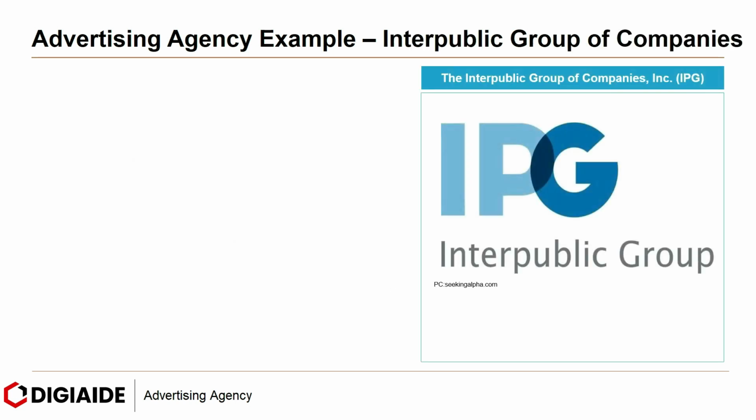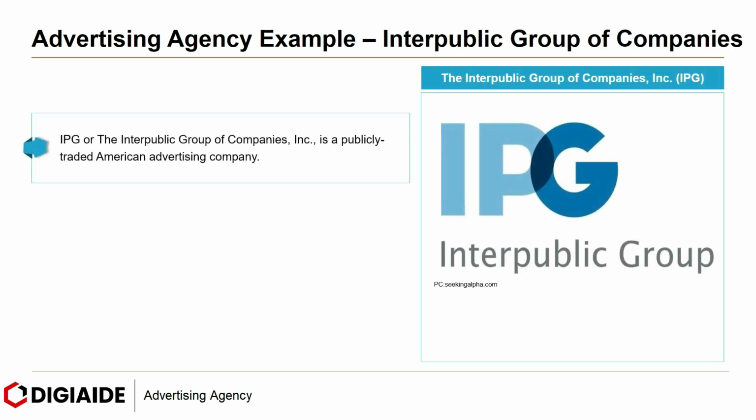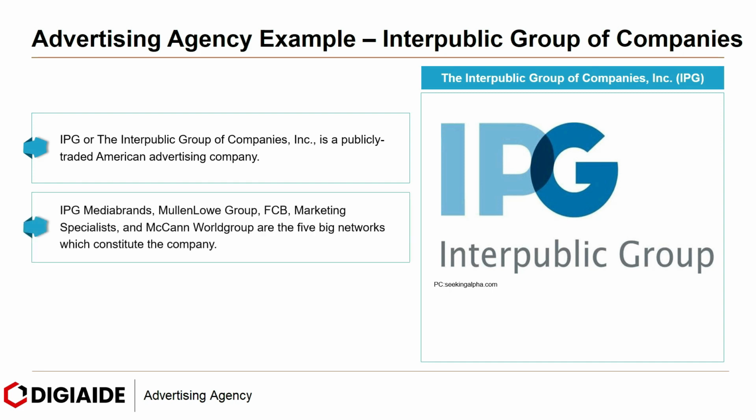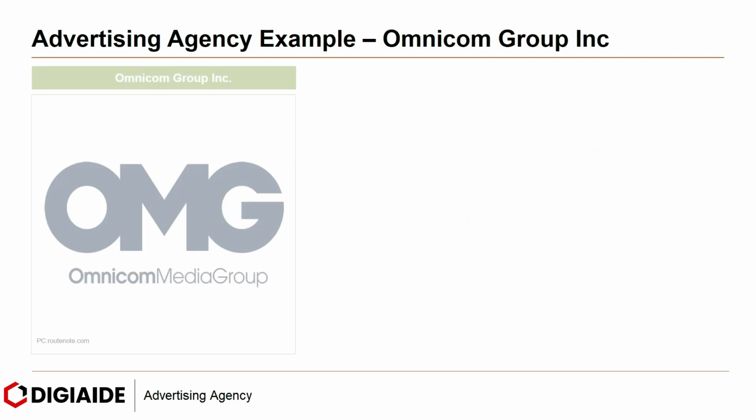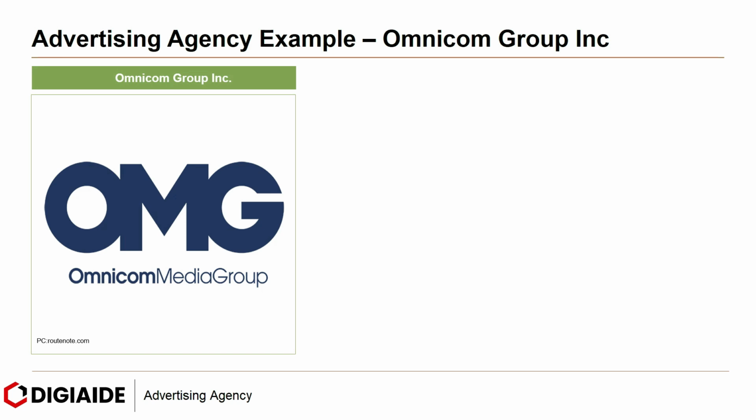Next, the Interpublic Group of Companies. It is a publicly traded American advertising company. IPG Mediabrands, Mullen Lowe Group, FCB, Marketing Specialists, and McCann Worldgroup are the 5 big networks which constitute the company. It also has quite a few independent specialty agencies working in the area of sports marketing, healthcare, public relations, and talent representation. The 4th company to be part of the Big 4 is the Omnicom Group.